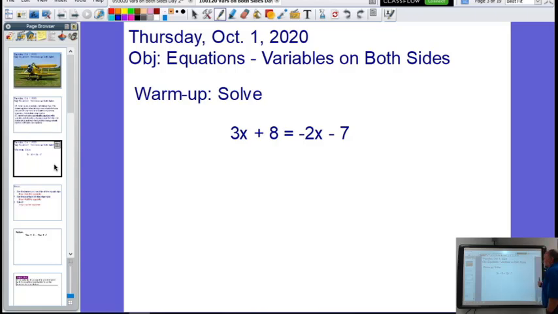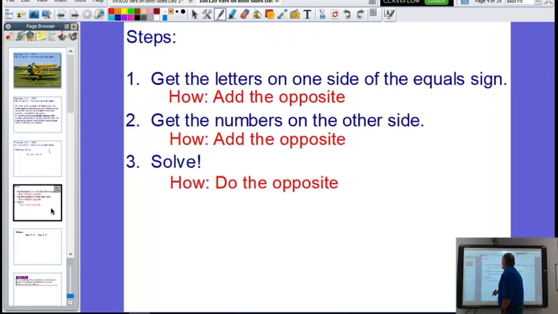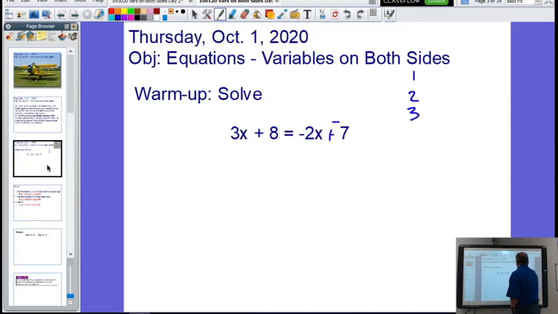Well, the first thing I'm gonna do in a problem like this is I see there's a minus that I need to take care of. So I'm gonna change this subtraction to addition, the 7 to its opposite. And again, remember, the only reason why I do that is to prevent making careless mistakes. So now I've got three steps, step one, step two, and step three. Well, we know step one is going to be to get the letters on one side. It doesn't matter which side you get it on, just as long as you get it on one side of the equal sign. And how do I do that? I add the opposite. So that's what we're gonna do for step number one.